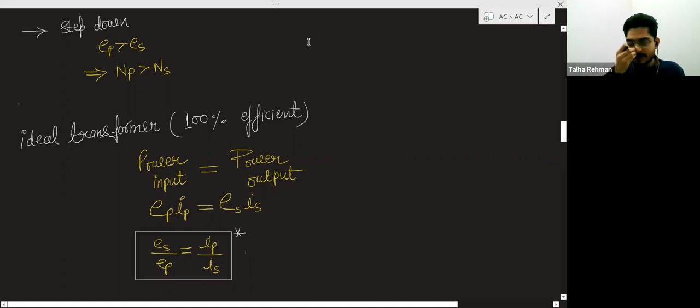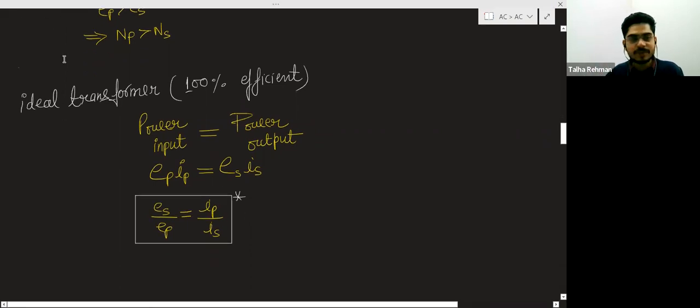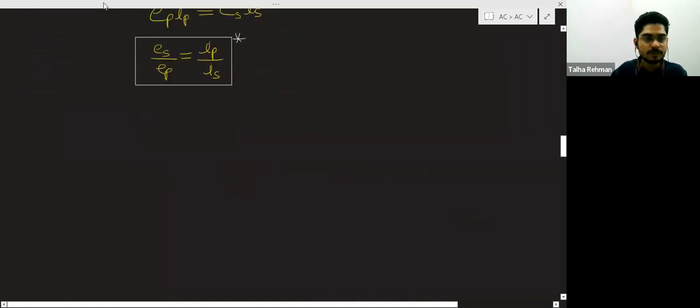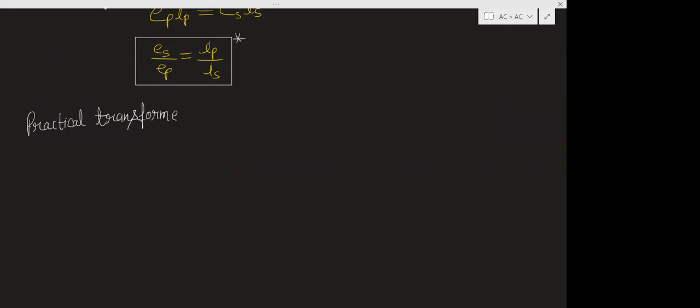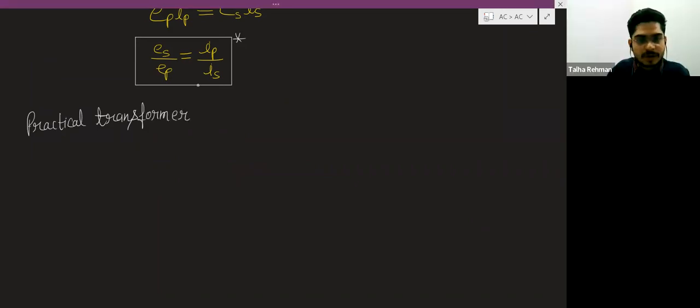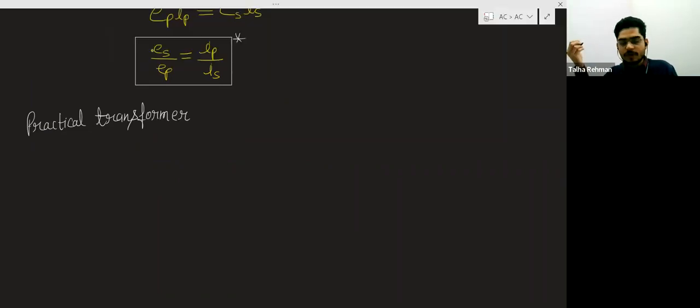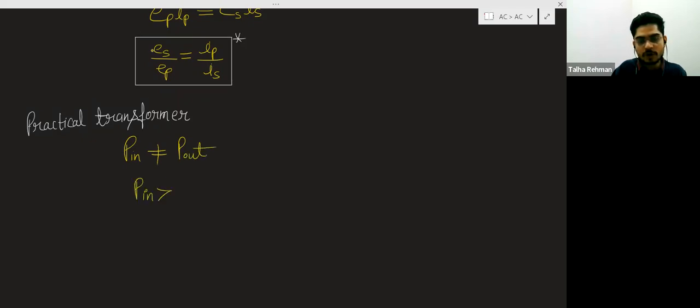Now generally, in real life we have the practical transformer. Have you seen a transformer? Yes, I have seen. Okay, so obviously this transformer will not be 100% efficient, so the input power is not equal to the output power. In this case the input power will always be greater than the output power. Why? Because there will be some losses also.